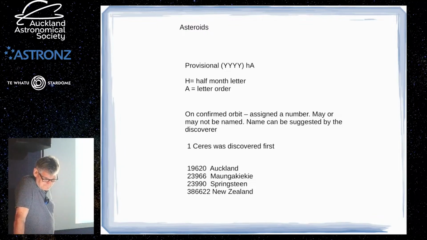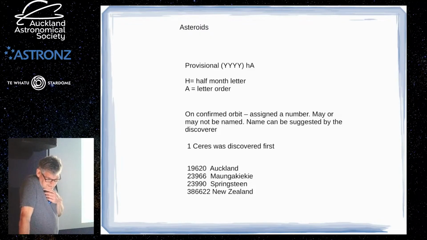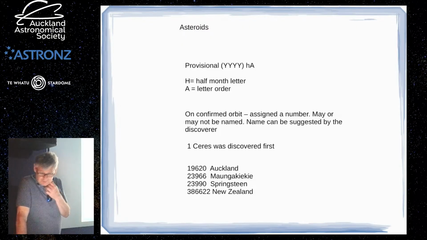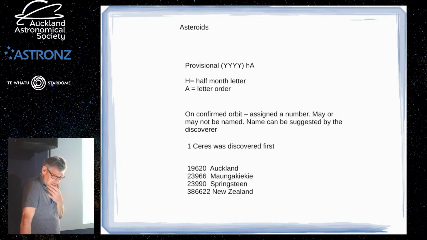So you have 19620 Auckland, 23966 Maunga, which is named after the Maunga here, and 23990 Springsteen. Now those three were discovered by Ian Griffin, who was the manager of this place around year 2000-ish. He's now the director of the Otago Museum, but he was a keen asteroid hunter.